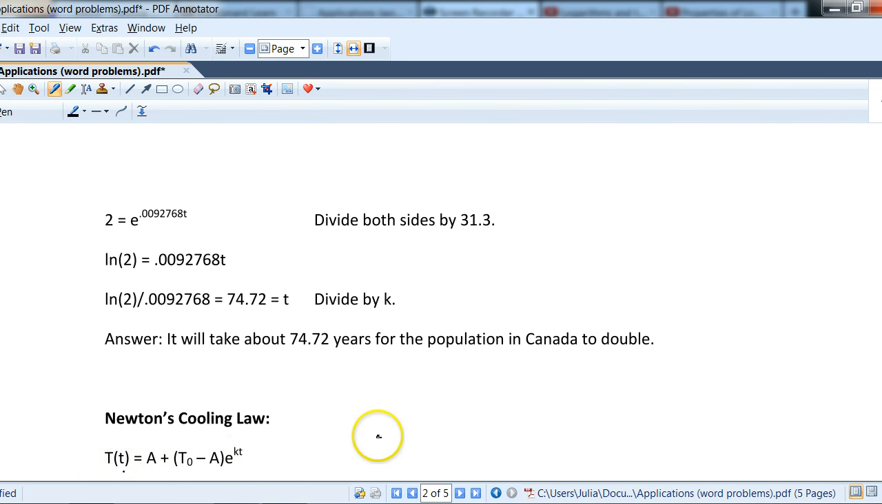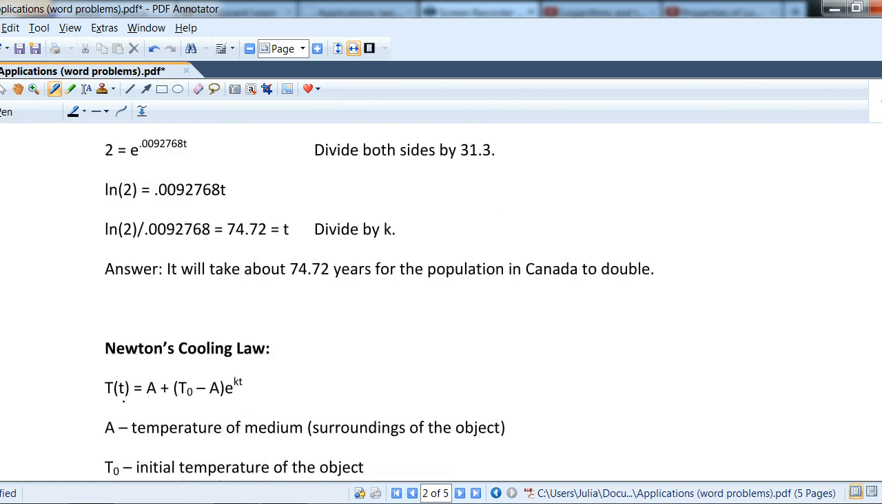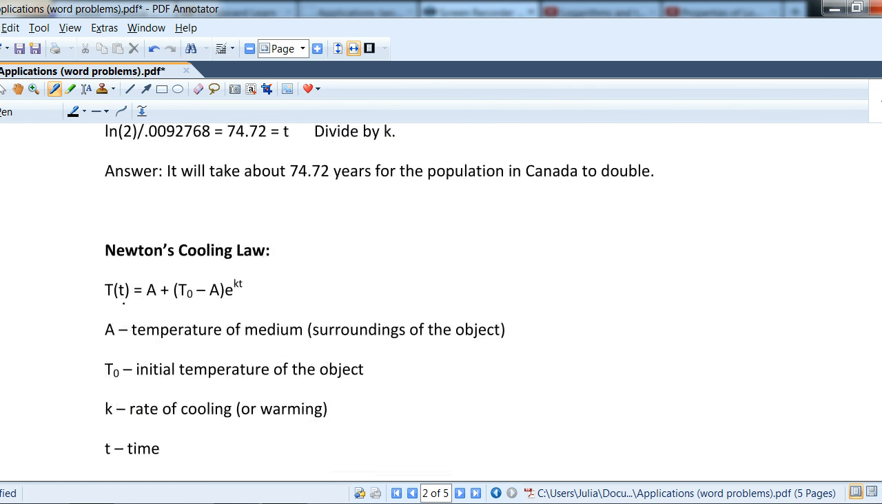Let's take a look at how we describe everything. So A is basically the temperature of the medium, or maybe the air or the surroundings. It's usually the final temperature that the object ends up at. T0 is the initial temperature of the object. Let's say if it was in the oven, it would be the temperature of the oven.